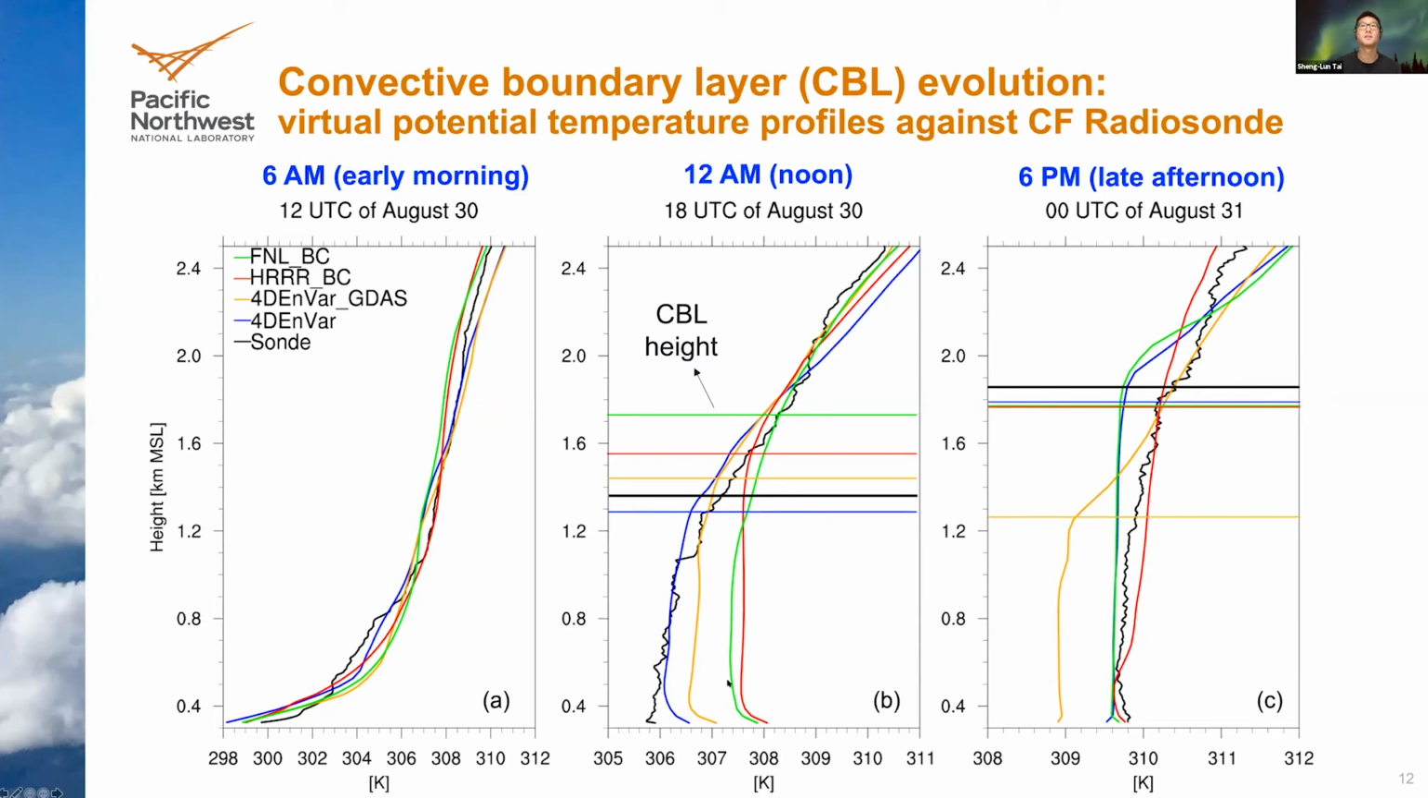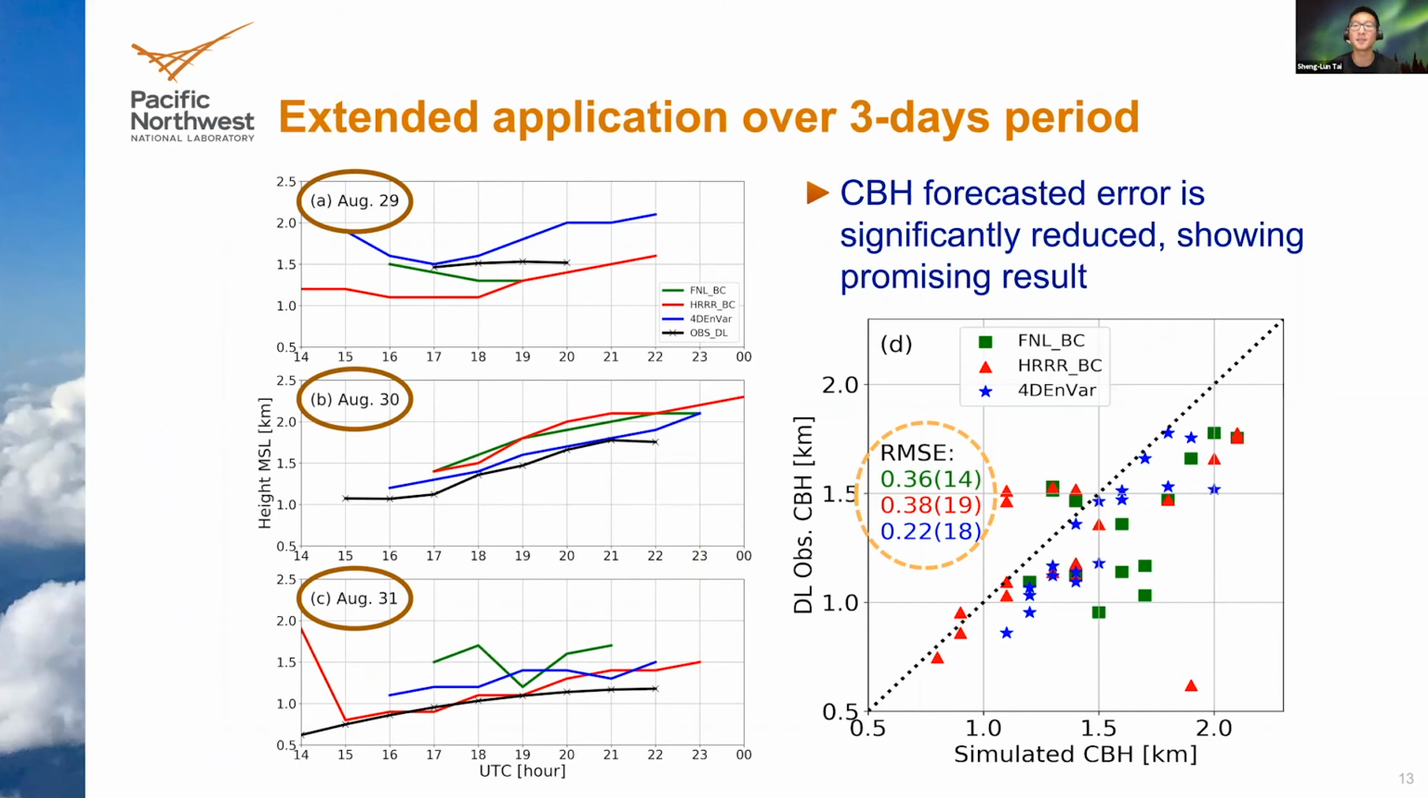Lastly, to test the robustness of our approach, we extended the application to a 3-day period from August 29th to August 31st. We particularly look at the forecast of cloud base height and found the error was significantly reduced with data assimilation. So with this, I think this approach has been showing very promising results. I would like to end here and take any questions you might have. Thank you.